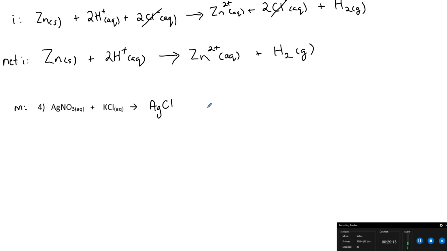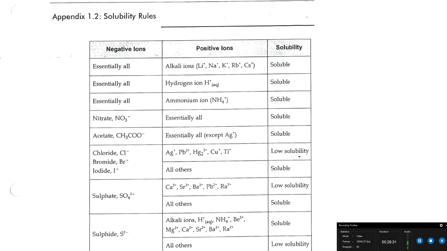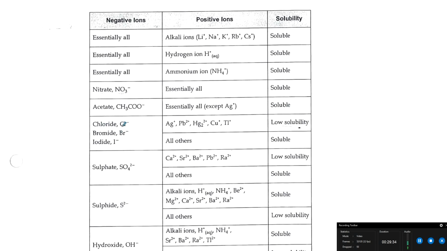So these guys would stay put the way they are. I'll check out whether this is aqueous or not after. And the inside ions are going to get together. So potassium goes first because it's the positive one, with nitrate. And now I'm going to go to my solubility rules and see how that works out. So if I look at chloride and I go across, silver is listed here, and that's under low solubility.